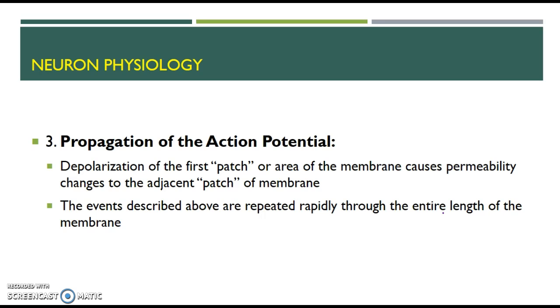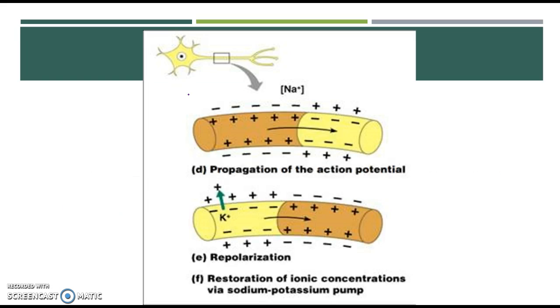Now we have to move that charge down the neuron, because we just depolarized a small section. So propagation really just means that we're going to be moving the charge all the way down the neuron till it reaches the axon terminals. So you're going to depolarize one section of the neuron at a time. And really it just keeps going and going until it reaches those axon terminals.